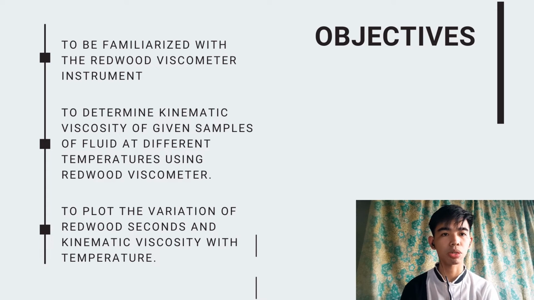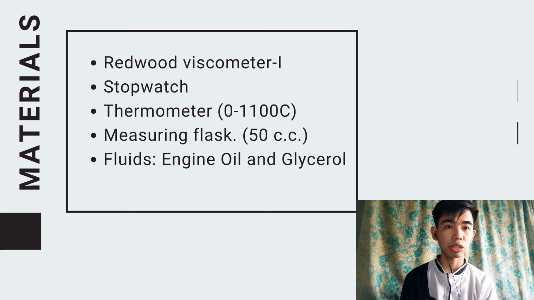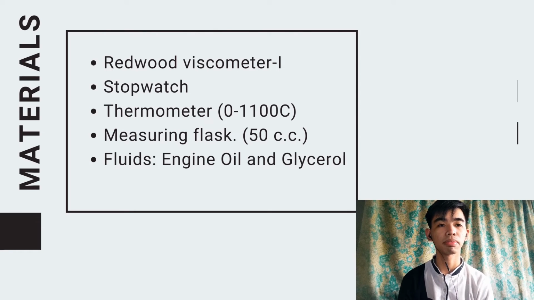The materials to be used in the simulation are, first, the redwood viscometer, second, the stopwatch, the third one is the thermometer, the measuring flask, and the fluids to be used are engine oil and glycerol.